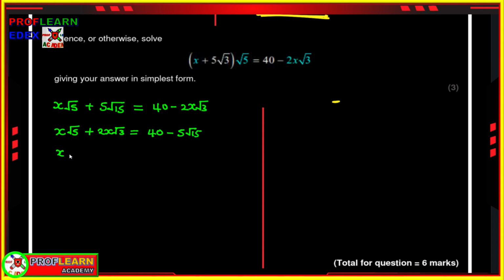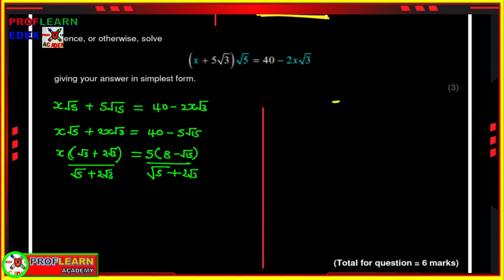Now, if we factor x out here, you can see that we are going to remain with root 5 plus 2 root 3, which is equal to this one. If I factor out 5, I'll remain with 5 into 8 minus root 15. I can divide both sides by root 5 plus 2 root 3.